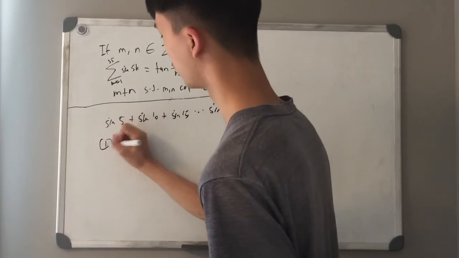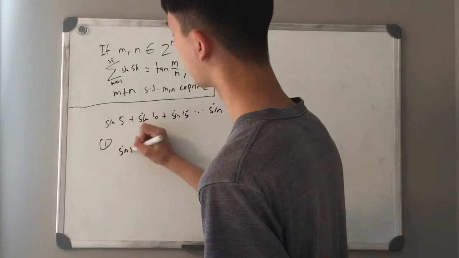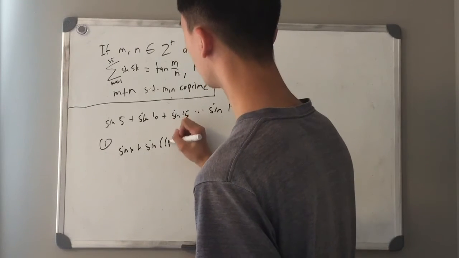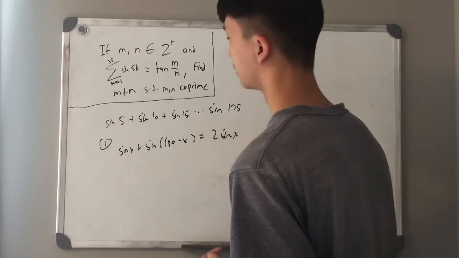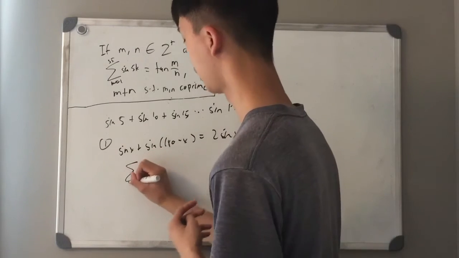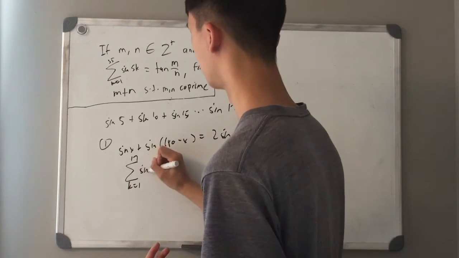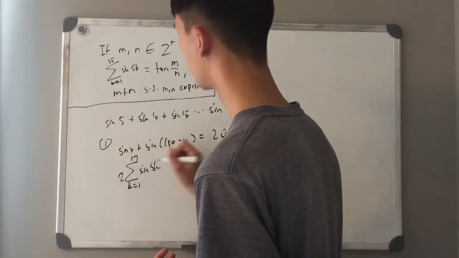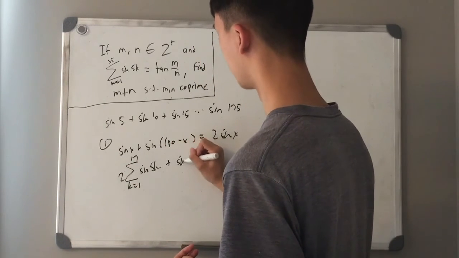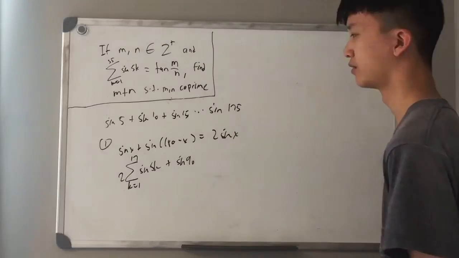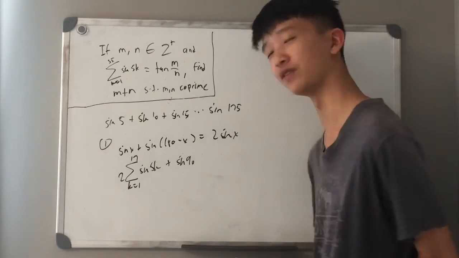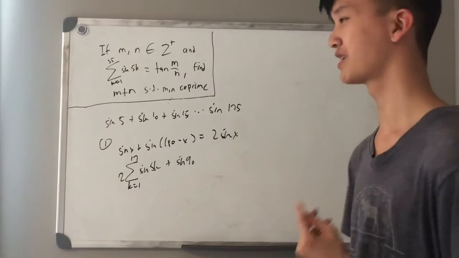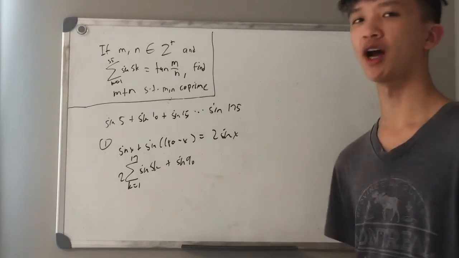So my first option is the sine of x plus the sine of 180 minus x is equal to 2 times the sine of x. So then this gives me the sum of sine 5k times 2 plus the sine of 90, which is equal to 1. So then looking at this, we can then try sine of x plus sine of 90 minus x, but it just really doesn't get us anywhere, and so I'm going to try a second solution.